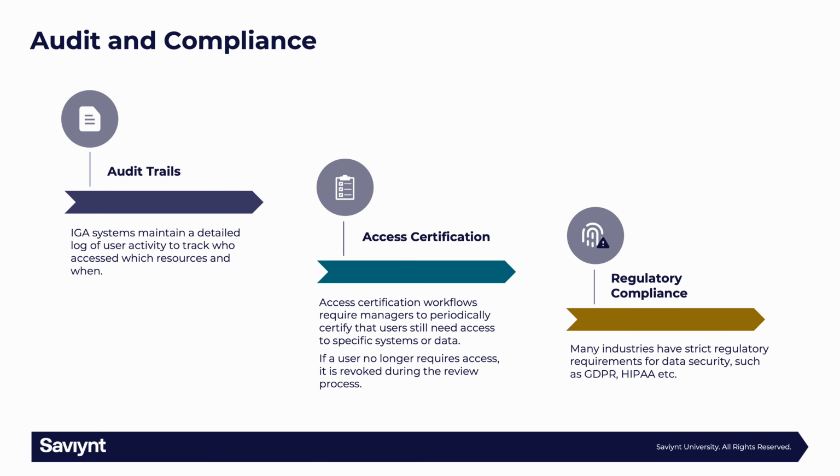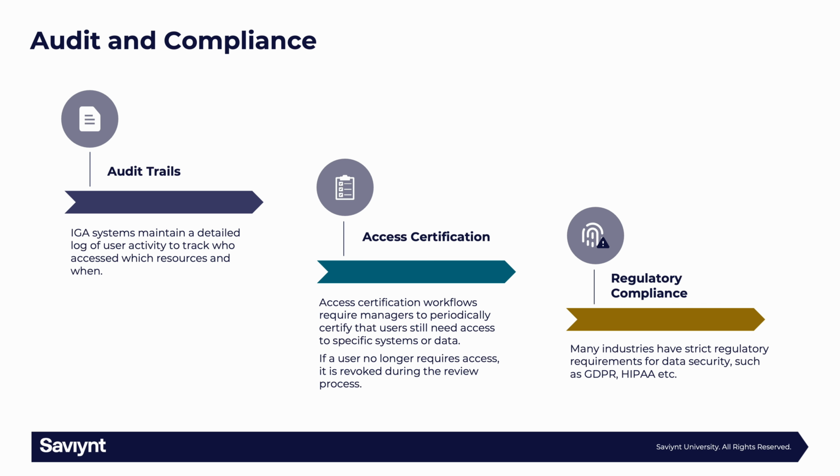Next is audit and compliance. Audit trails. IGA systems maintain a detailed user activity log to track who accessed which resources and when. This is essential for security monitoring and compliance purposes. In regulated industries, such as healthcare or finance, audit trails can be used to prove adherence to regulatory requirements.